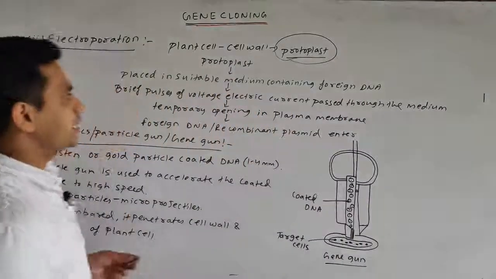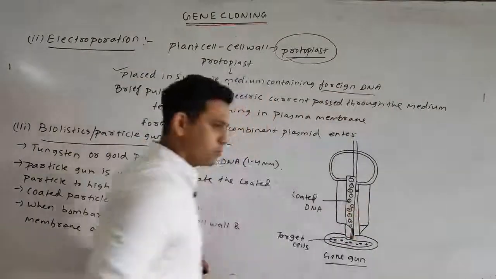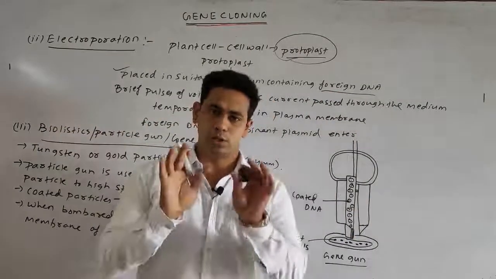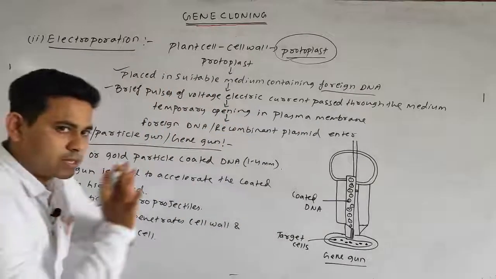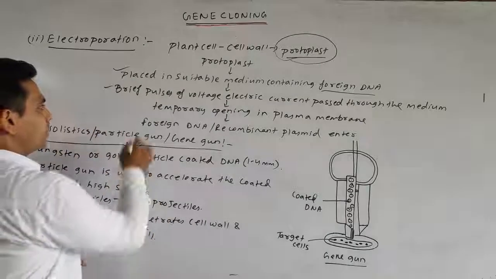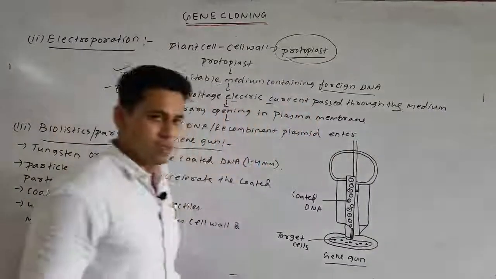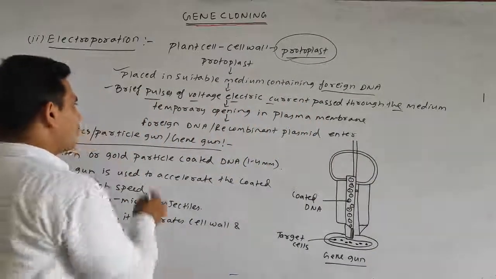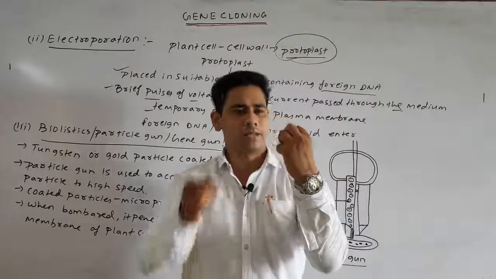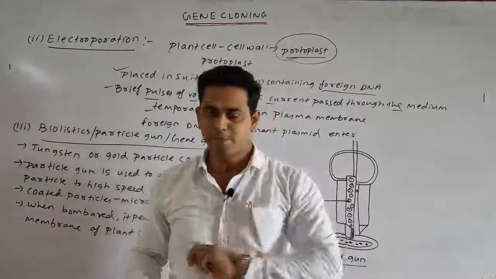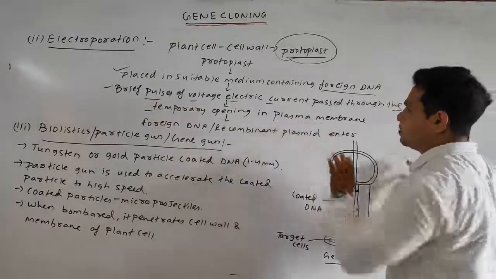In the case of the protoplast, it is placed in a suitable medium which contains the foreign DNA. Next, a brief pulse of electric voltage current is passed through the medium. By this, a temporary opening in the plasma membrane occurs. Now in the plasma membrane, some pore-like segments form. So we find that temporary openings in the plasma membrane are created.